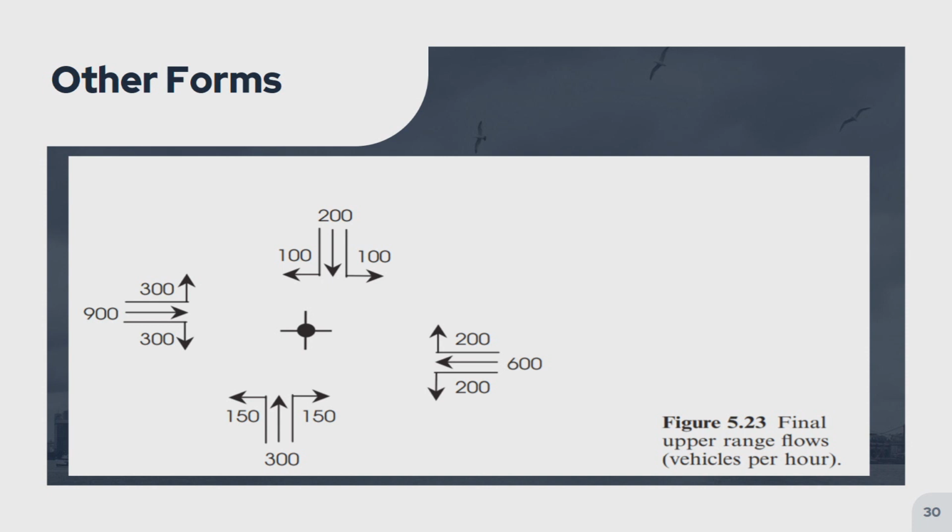In the eastern part, from 600 vehicles per hour to 200 vehicles per hour. From the northern part, from 200 vehicles per hour to 100 vehicles per hour. Lastly, from the southern part, we have 300 vehicles per hour to 100 vehicles per hour.